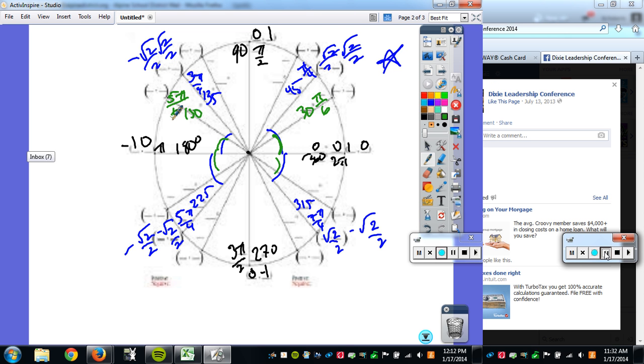Well, this guy is once again 30, so we get 180 plus 30 more is 210. Everybody understand why the 210 there? 180 plus 30 more, right? Well, this is 6 pi 6 plus 30 degrees, which is pi 6, so this guy is 7 pi 6.